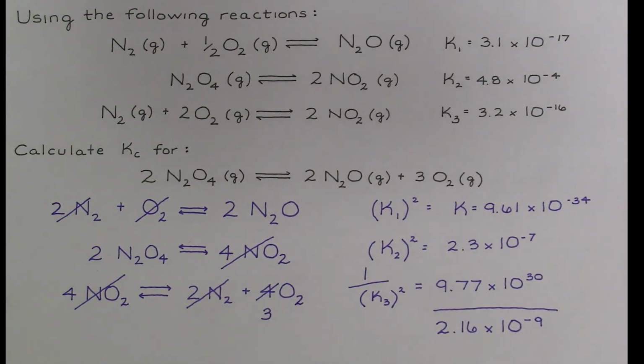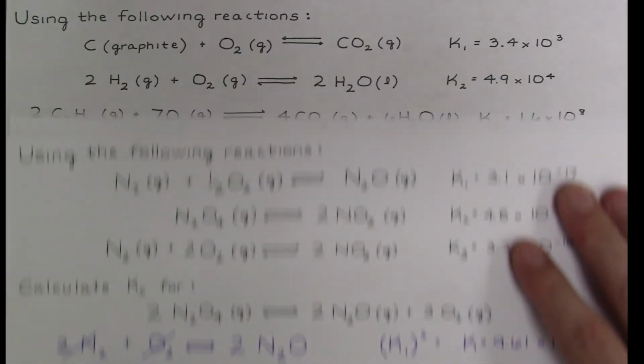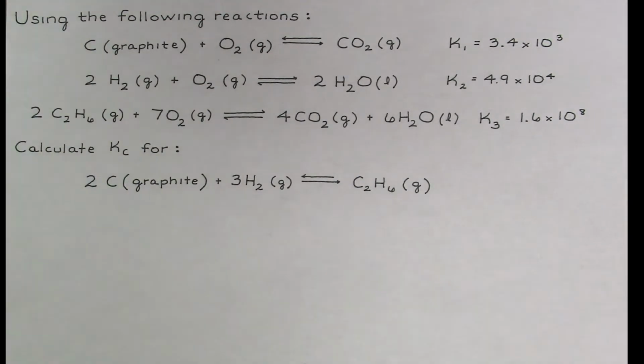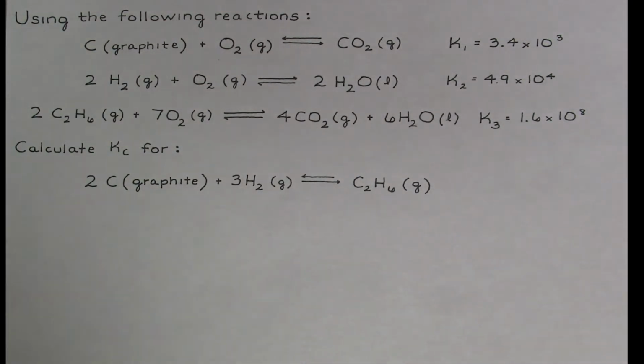For our second problem, we are going to use the following equations listed here, once again with 3 different K values. And we're going to calculate Kc for 2 carbons in graphite form plus 3 hydrogen molecules going to form C2H6 gas. We are going to do a very similar reaction like we did in our last example.